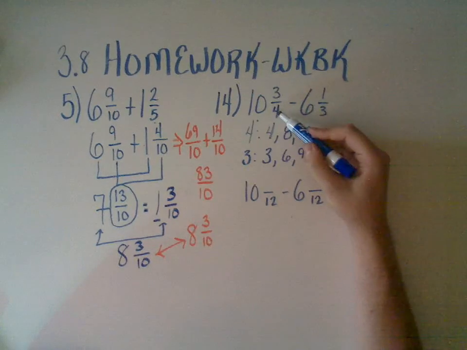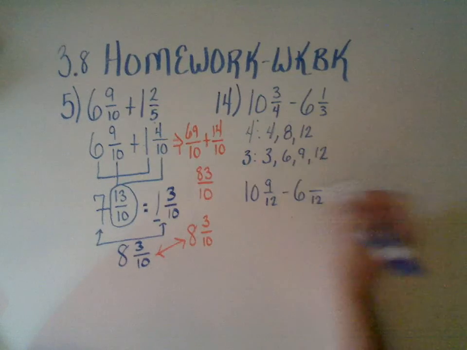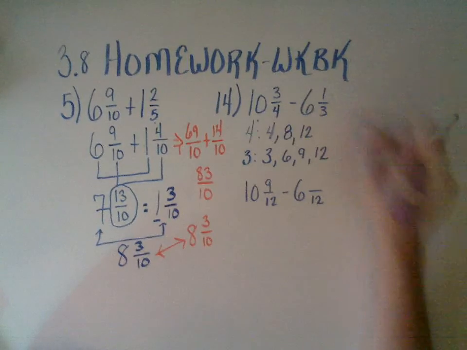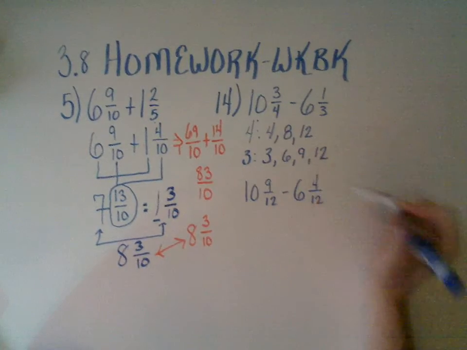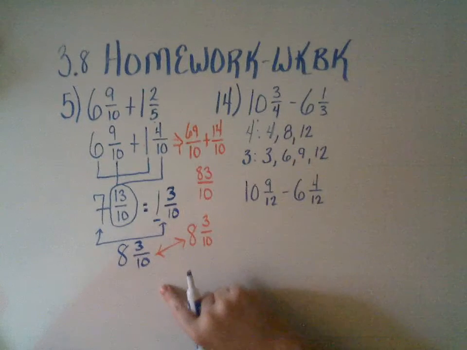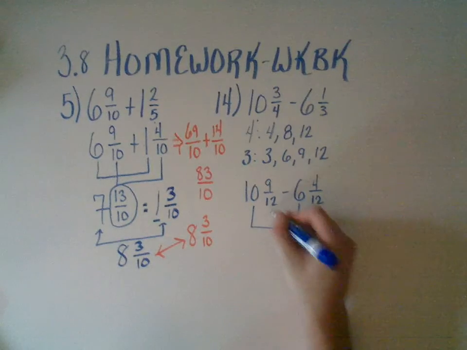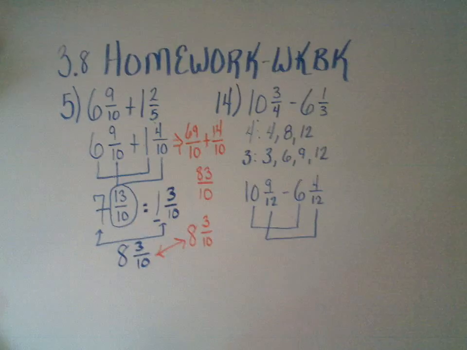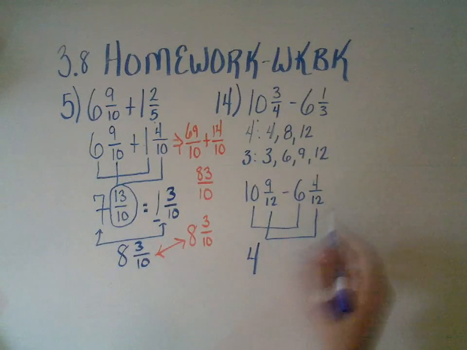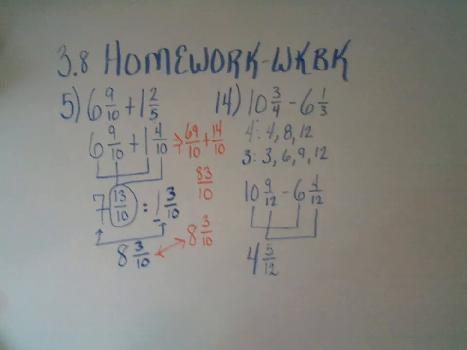So to change 4 into 12, I'm multiplying by 3. So I'm going to multiply the top by 3 as well. That's 9. To change 3 into 12, I'm multiplying by 4. So I'm going to multiply the top by 4 as well. That's 4. And now I can go about my problem just like I did with the addition. The only difference is when I combine here, the whole numbers and the fractions, obviously I'm going to be subtracting. 10 minus 6 is 4, and 9 twelfths minus 4 twelfths is 5 twelfths.